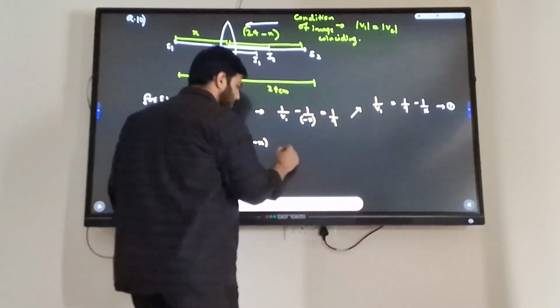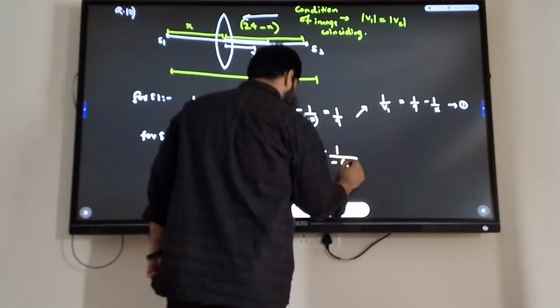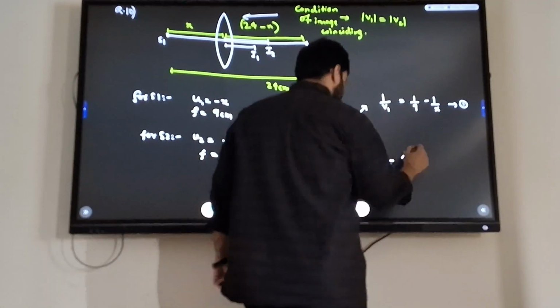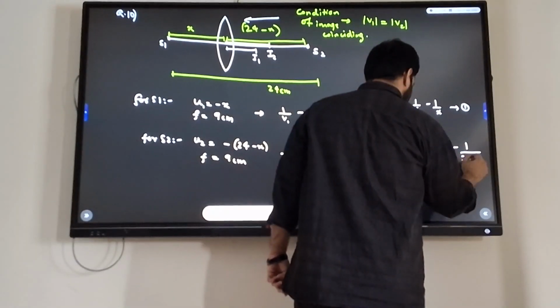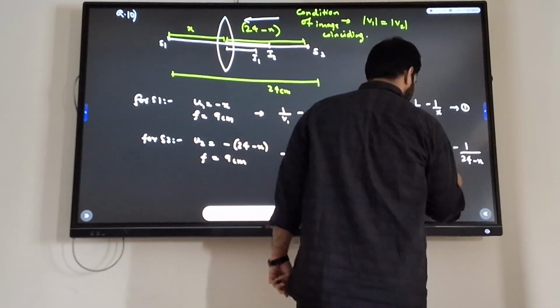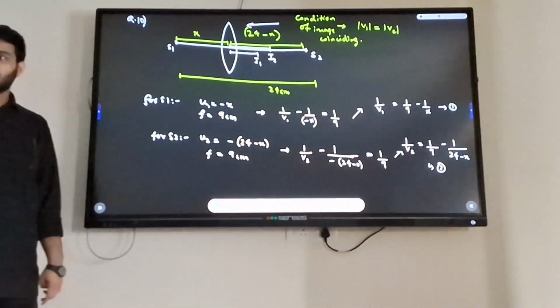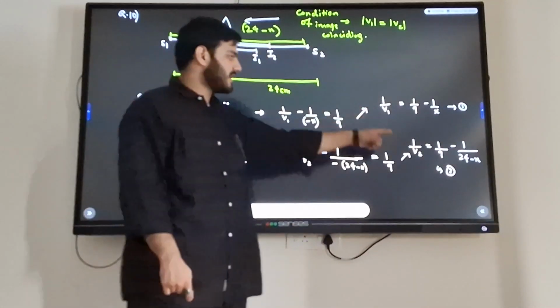Then what will be my V2? 1 by V2 minus of minus 24 minus x is 1 by 9. Then you will get 1 by V2 as 1 by 9 minus 1 by 24 minus x. This is equation number 2. Did you see we found two relations for V1 and V2.